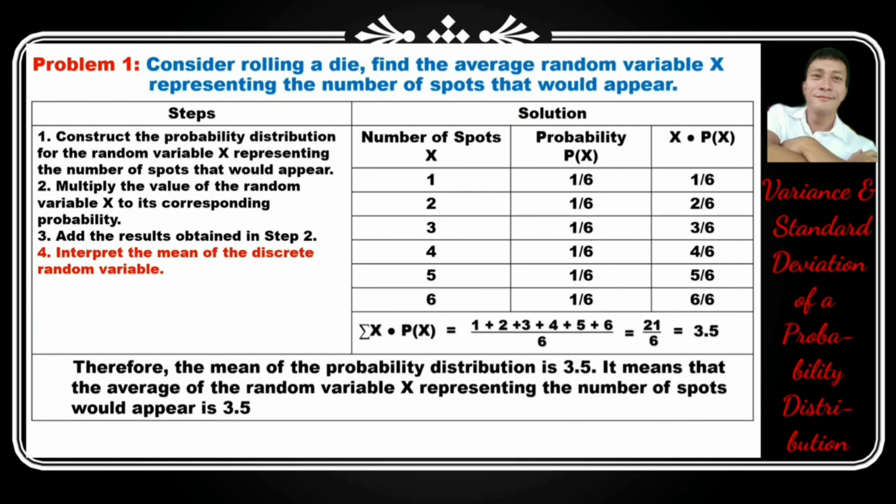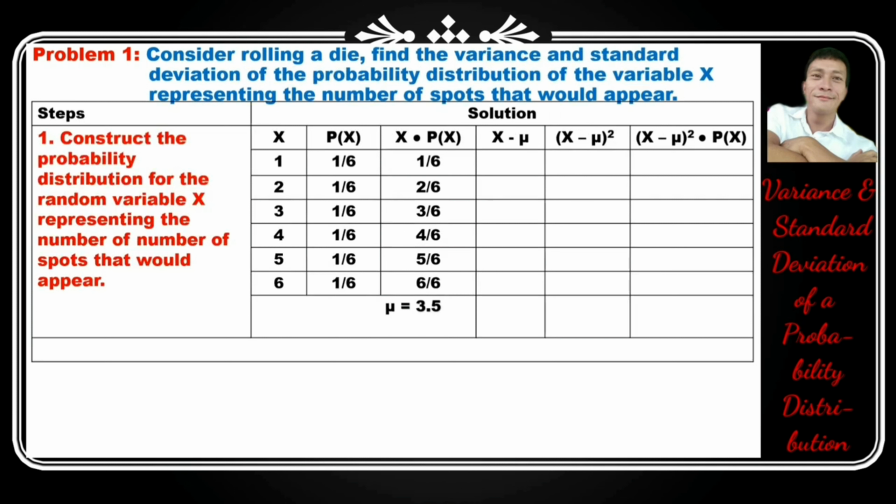At para sa ating problem number 1, consider rolling a die. Find the average random variable x representing the number of spots that would appear. Para sa ating step 1, find the mean of the probability distribution. Hindi na natin yan problema kasi nasolve ko na yan sa aking unang video at ang mean nga natin ay 3.5. At ito na nga guys ang ating probability distribution.